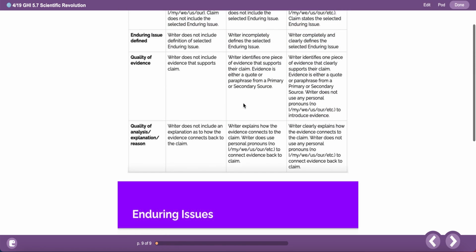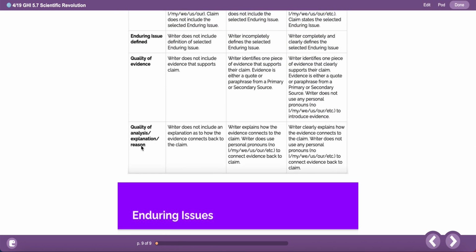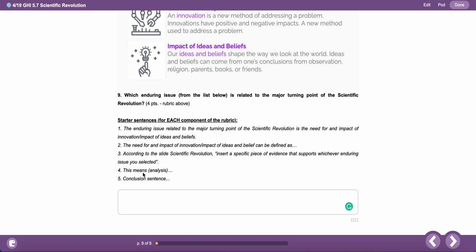And the last part of a historical argument is your analysis, explanation, or reason. The writer clearly explains how the evidence connects to the claim. The writer does not use any personal pronouns. Again, no I, my, we, us, or our to connect evidence back to claim. This shows, this means, and then include your analysis.